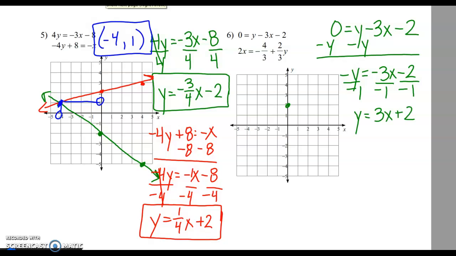So I start at 2. Slope is 3 over 1 positive. So I can go up 3, right 1, or down 3, left 1. Get my line.